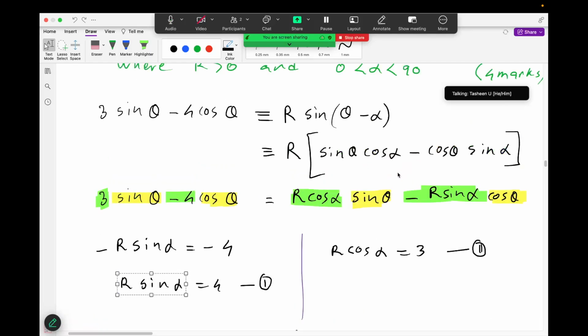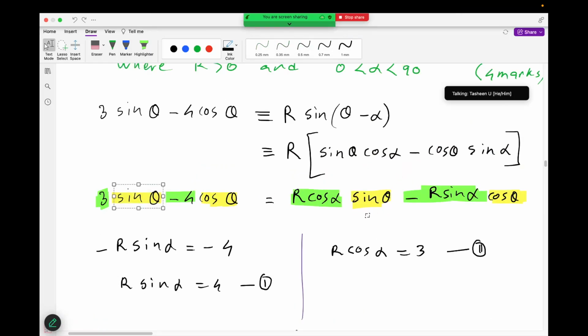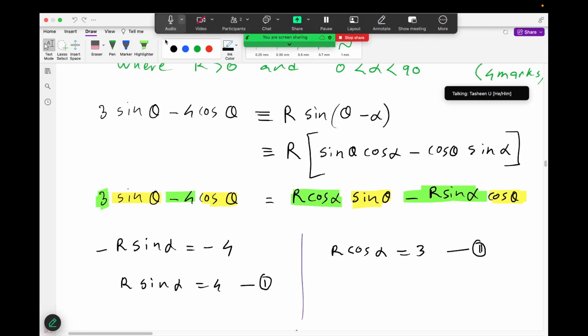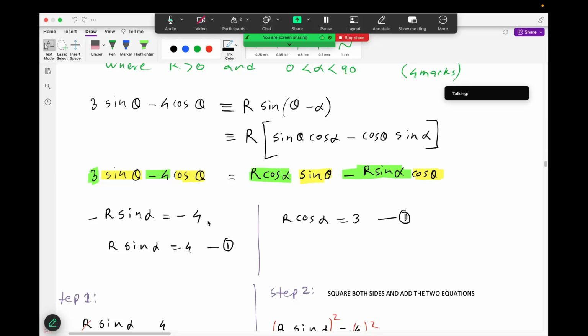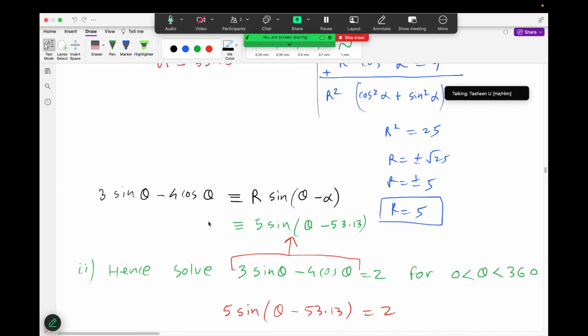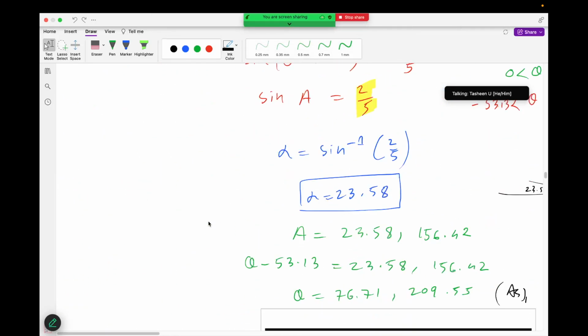Here you compare the coefficients of sine theta. Here sine theta equals sine theta, which means their coefficients must be equal. We have written identical to, which means it is equal for all values of x, not only one. So if you have understood everything, now I'll give you a problem.